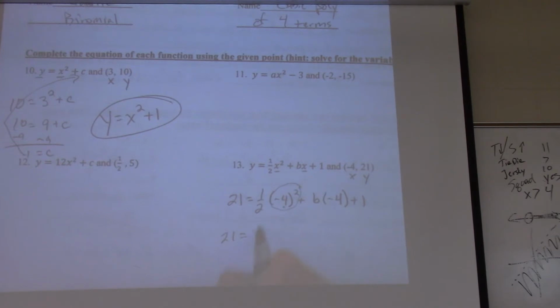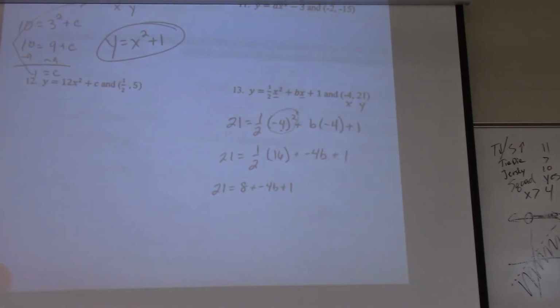And I get 21 equals 1/2. What's negative 4 squared? 16. Positive, because it means negative 4 times negative 4, which is positive 16, plus negative 4b plus 1. I just flip those two around, because 2 times 3 is 3 times 2, same thing. 21 equals 8 plus negative 4b plus 1. What do you think I've got to do next? Let's add the 8 and the 1, right? 21 equals 9 plus negative 4b.